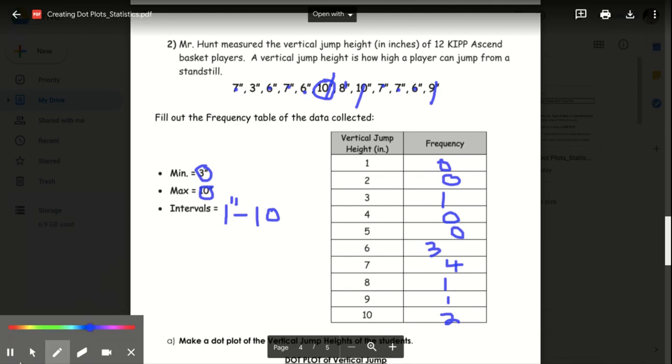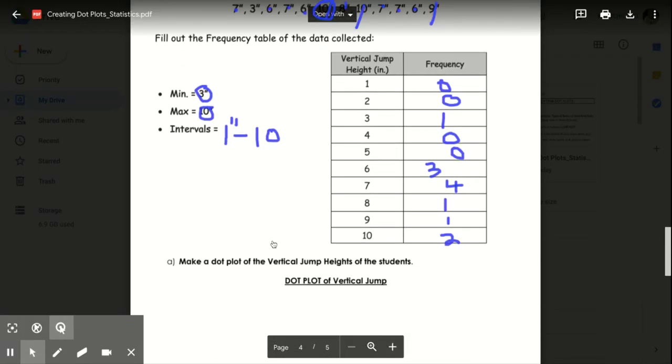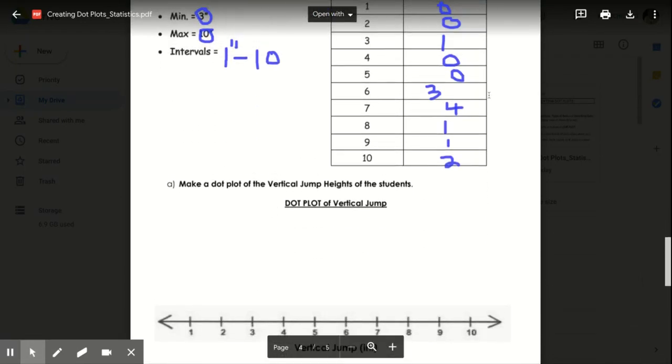So remember, what's my title going to be? The title is going to be dot plot of vertical jump or vertical height of students or something like that, okay? Now, scroll down, keeping in mind the data that we have up here, okay? This data right here is now going to show up down here. Well, how many students jumped a vertical height of 1 inch? First of all, my title is right here, dot plot of vertical jump, or I could say dot plot of vertical height of students. How about that? Okay, now my intervals is going to be from 1.